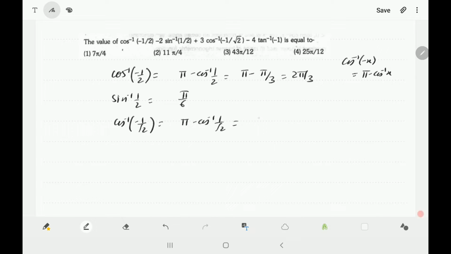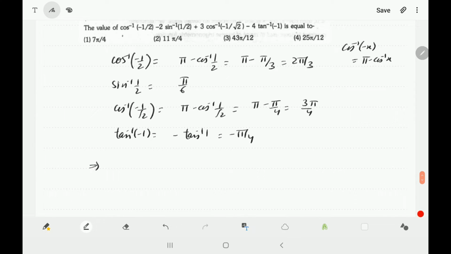So cos inverse of 1 by root 2 is pi by 4, so pi minus pi by 4 will be 3 pi by 4. And tan inverse of minus 1 will be minus of tan inverse 1, which will give us minus pi by 4. Let's put the values and calculate. So cos inverse of minus half will be 2 pi by 3, minus 2 times sine inverse half, which is pi by 6, plus 3 times 3 pi by 4, minus 4 times tan inverse of minus 1, which is minus pi by 4.